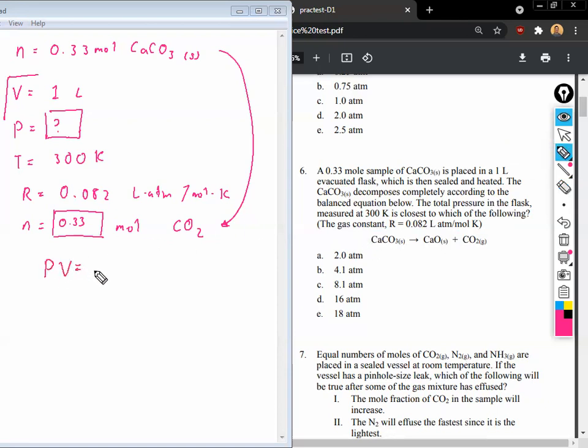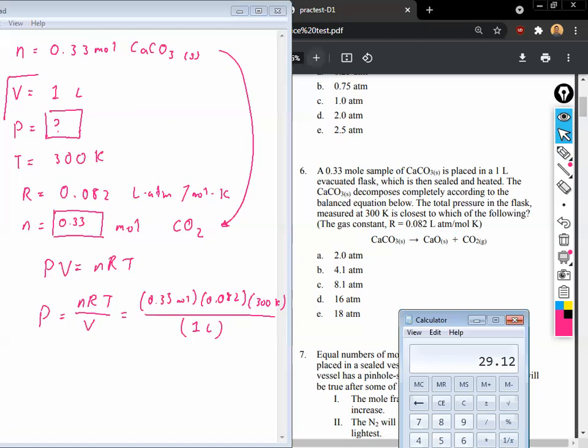All right, the ideal gas law is PV equals nRT. I'm looking for P, so if I rearrange this equation, it'll be nRT divided by V. Just plug and chug from here. So 0.33 moles, I'm going to plug in 0.082 for the gas constant, 300 Kelvin for the temperature, and on the bottom, the volume, which is 1 liter. If I pull out my calculator, I can do 0.33 times 0.082 times 300, and that gives me 8.118, which is closest to C, and that's going to be my final answer.